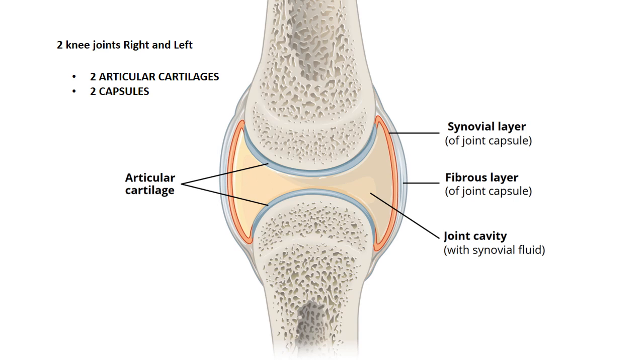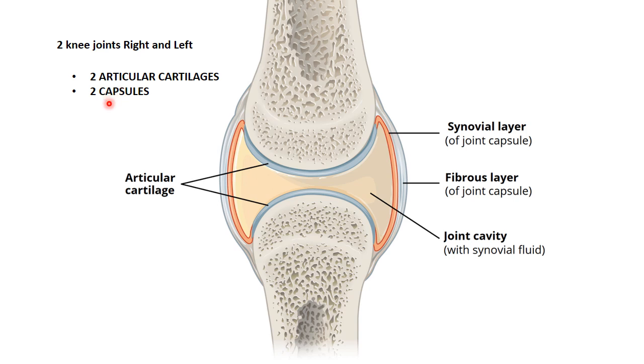Let us see how well we can correlate the knee with the numeric 2. Now here is a model of a synovial joint, of which the knee is a classical example. You can see two articular cartilages here, proximal and distal. So there are two articular cartilages for the knee joint.